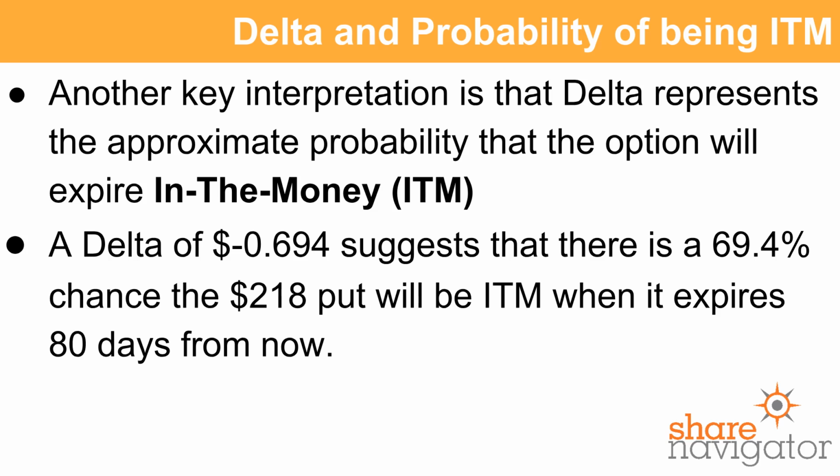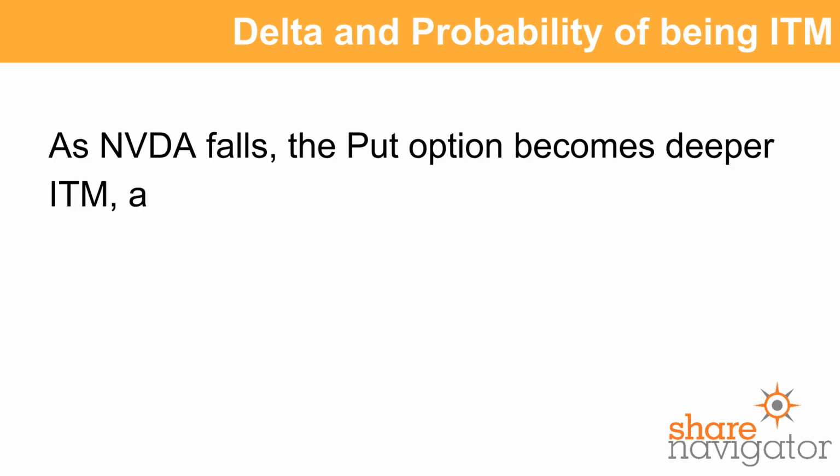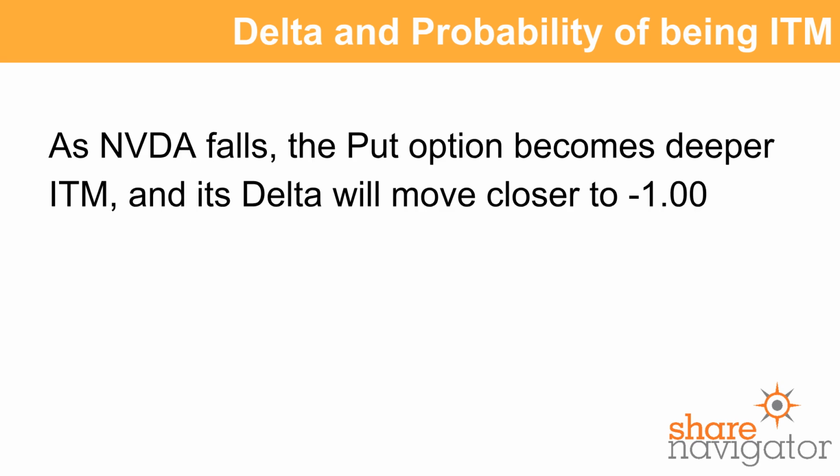Now, don't confuse this with probability of profit. It's not probability of profit. It's a probability of being in the money. And whether we're profitable or not depends on how far in the money it is. So as NVIDIA falls, the put option becomes deeper in the money and its delta will move closer to -1. This is a critical point for you to understand. This is where you're getting more bang for your buck. So the minute NVIDIA starts falling and the delta starts to rise, that's working in your favor and it accelerates your profitability as the delta gets closer and closer to that -1 level.